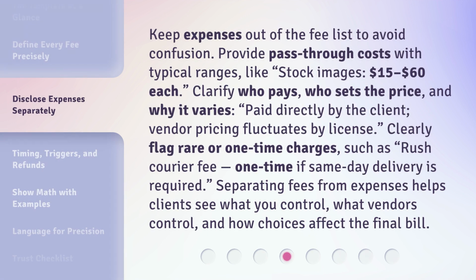Keep expenses out of the fee list to avoid confusion. Provide pass-through costs with typical ranges, like stock images, $15 to $60 each. Clarify who pays, who sets the price, and why it varies. Paid directly by the client. Vendor pricing fluctuates by license.